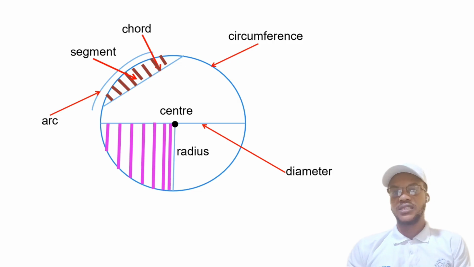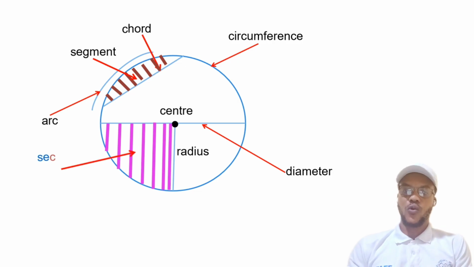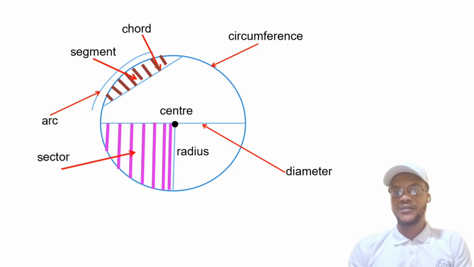Then we also have the shaded part, which is also called what? A sector. So when we talk of a sector, we are talking about a region or an area bounded by two radii. When we have one, we call it radius. When we have two, we call it what? Radii. So the area or region bounded by two radii and an arc is what we call the sector. So you can see it yourself.